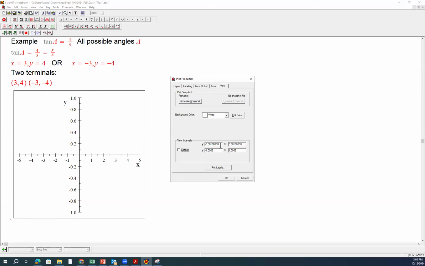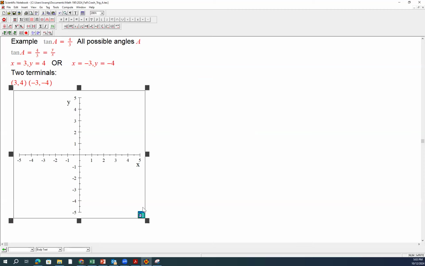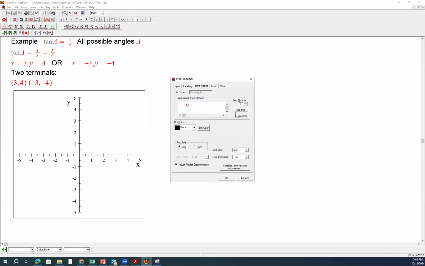Okay, so I'm making a little bit of adjustment. I'm sorry, -5, +5. So the two terminals are either 3, 4, both positive to get the same ratio, or -3, -4, right? So let's draw those two terminals. 3, 4.